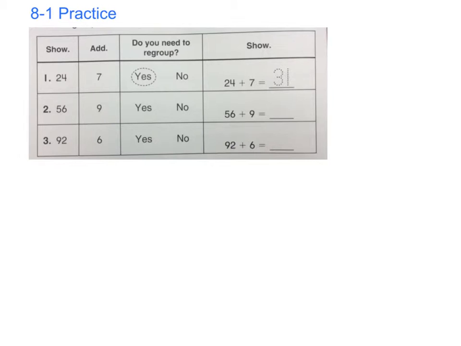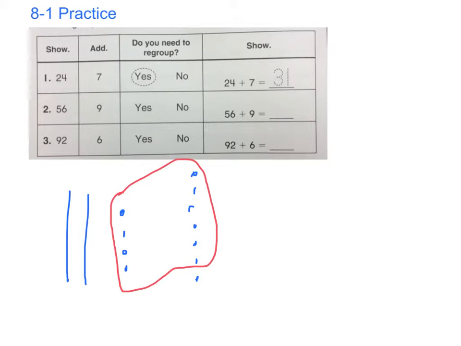Show 24. Draw 2 tens and 4 ones. Then we add 7, so draw 7 more ones. Now count your ones to see if you have another set of 10. Yes, you do. So circle that set of 10 and move it over to the tens column. And you now have 3 sets of 10 and 1 one, which is the number 31.